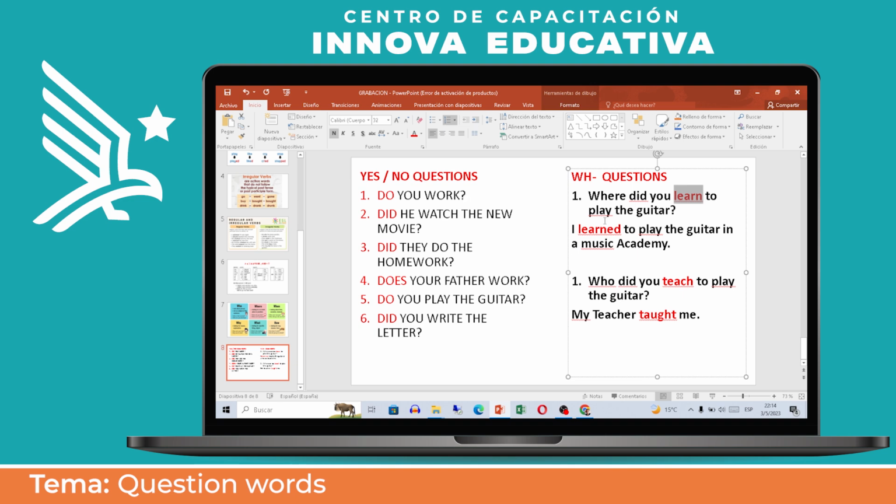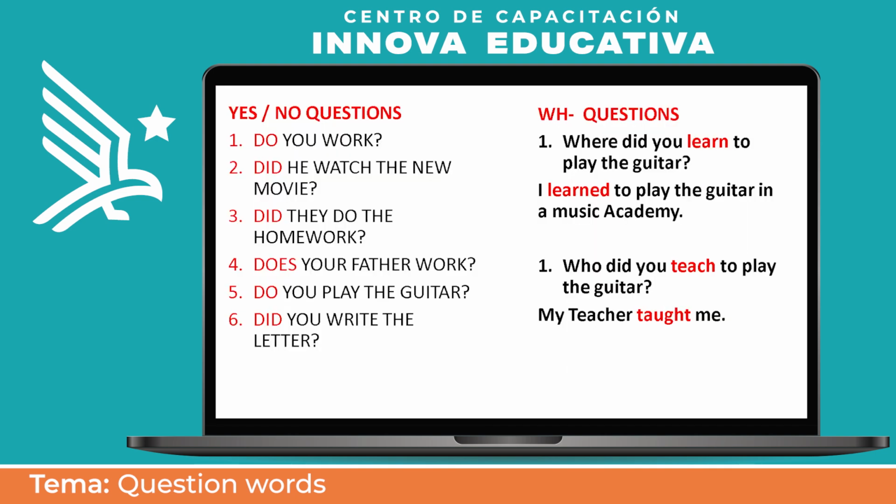If we focus our attention, si centramos nuestra atención. Where did you learn to play the guitar? ¿Dónde aprendiste? El verbo aprender. I learned to play the guitar in a music academy. Who taught you to play the guitar? My teacher taught me. Here we have a question with a regular verb. And here we have one with irregular verb.